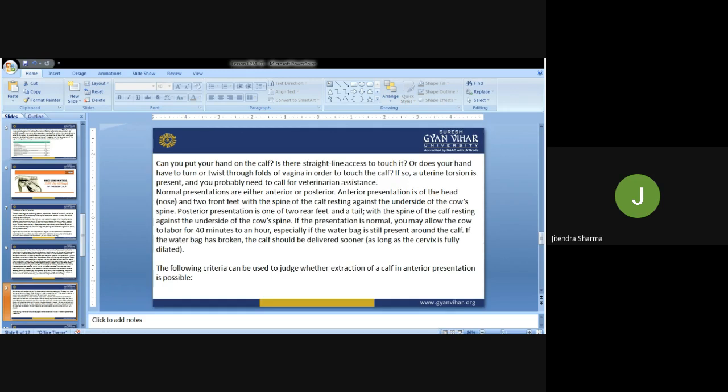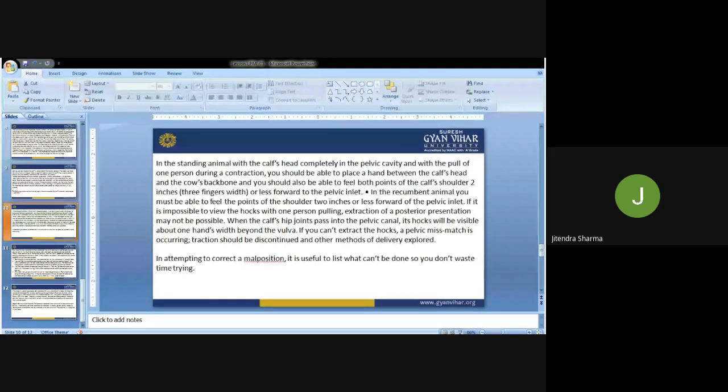The following criteria can be used to judge whether extraction of the calf in anterior presentation and position is possible. In the standing animal, with the calf's head completely in the pelvic cavity and with the pull of one person during a contraction, you should be able to place a hand between the calf's head and the cow's backbone. You should also be able to feel both points of the calf's shoulder, 2 inches or less from the pelvic inlet.